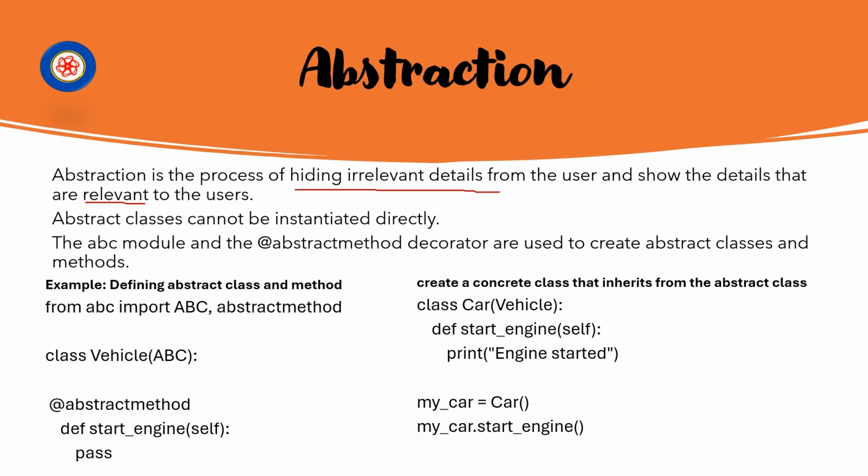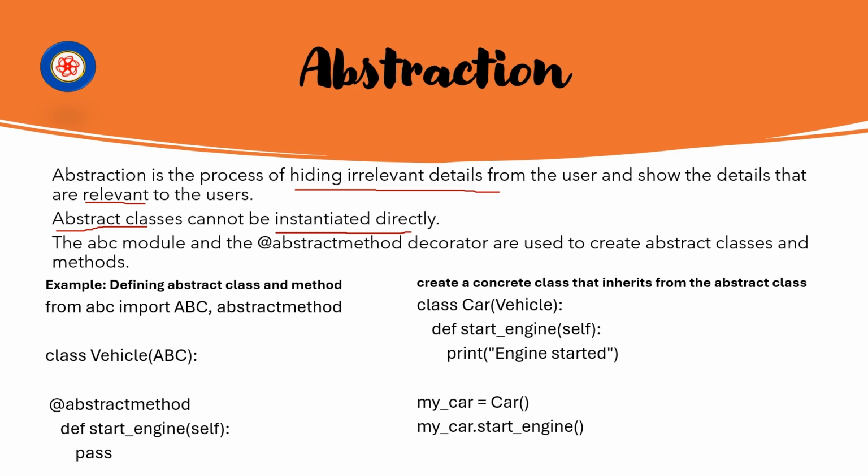You can focus on driving without worrying about the detailed mechanics. In object-oriented programming, abstract classes are used to achieve abstraction. An abstract class is a class that cannot be instantiated directly. This means you cannot create an object from an abstract class. Instead, it serves as a blueprint for other classes.